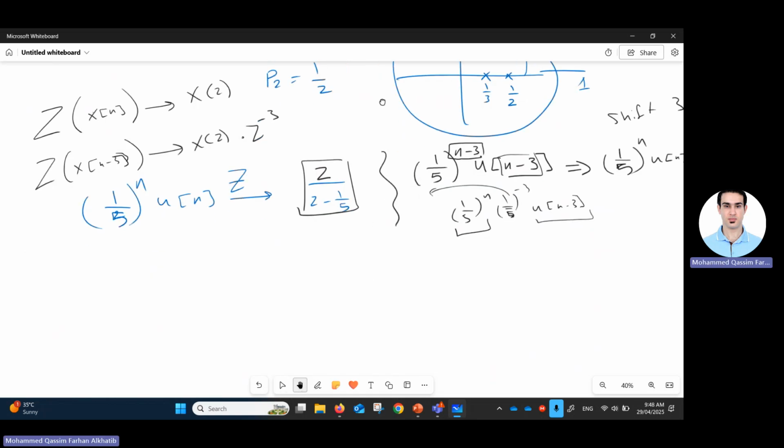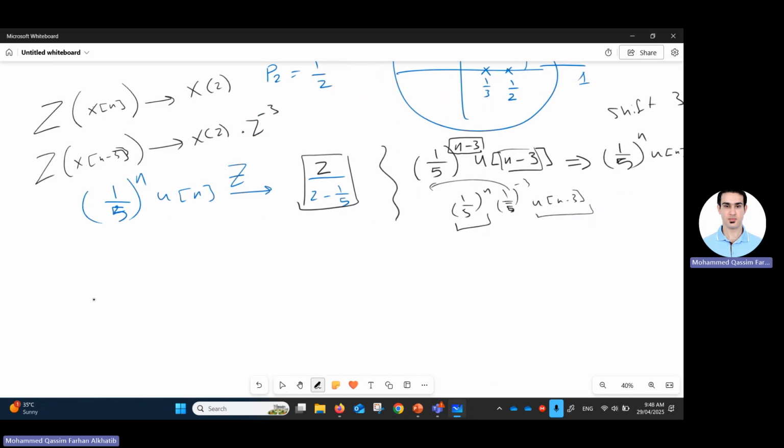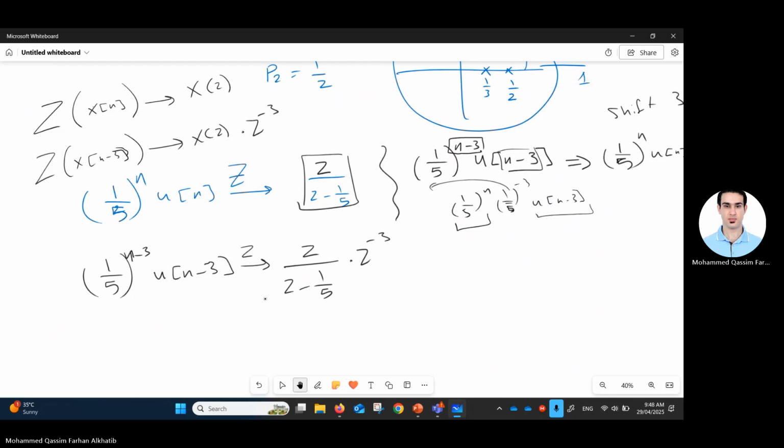So here, this is the original one. Now 1 over 5 to the power n minus 3 times u of n minus 3, by applying the Z transform, is going to be z over z minus 1 over 5 times z to the negative 3. Clear? Is it clear? So when you notice that there's a shift for the original one, then you apply this property. Clear?